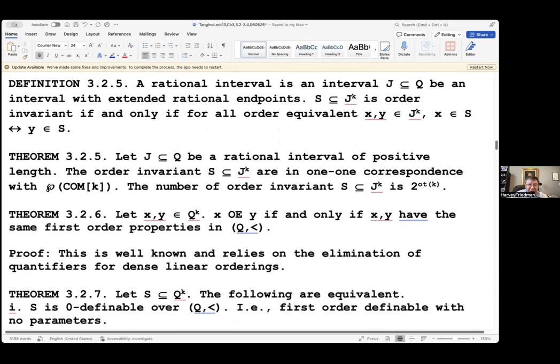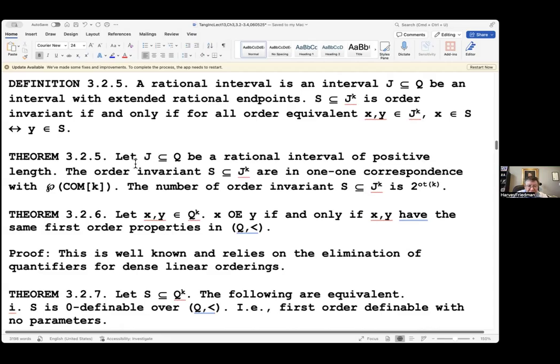Okay. Finally, I define a rational interval properly. I should have done that earlier. A rational interval has extended rational endpoints, so infinite intervals are allowed. And a set S is order invariant if and only if for all order equivalent X and Y, X is in S if and only if Y is in S.